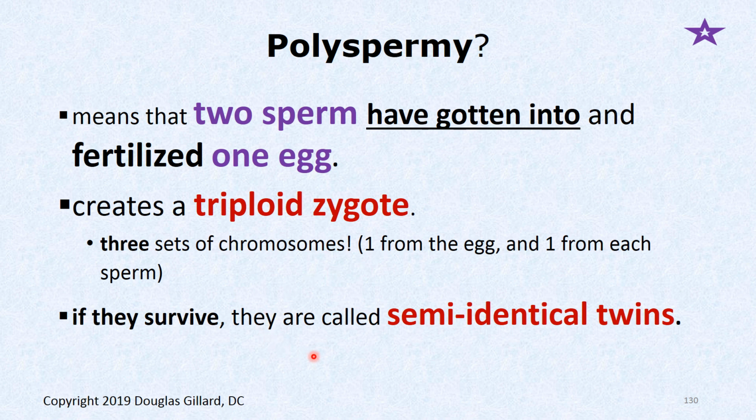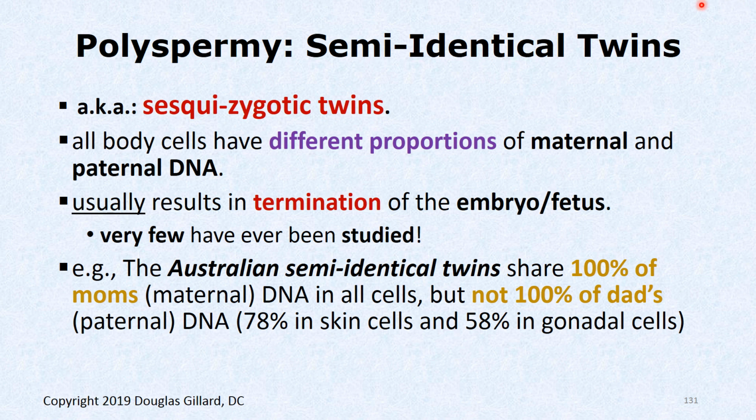And if they survive, they're called semi-identical twins. So let's look at these survivors, semi-identical twins. They're also called sesquizygotic twins. So these guys are weird because normally, let's back up. If I scrape your cheek with a toothpick, and we analyze those cells, we can learn that you have a certain amount of DNA from mom and a certain amount of DNA from dad. If I go down to your big toe and take some cells down there, it'll have that same proportion.